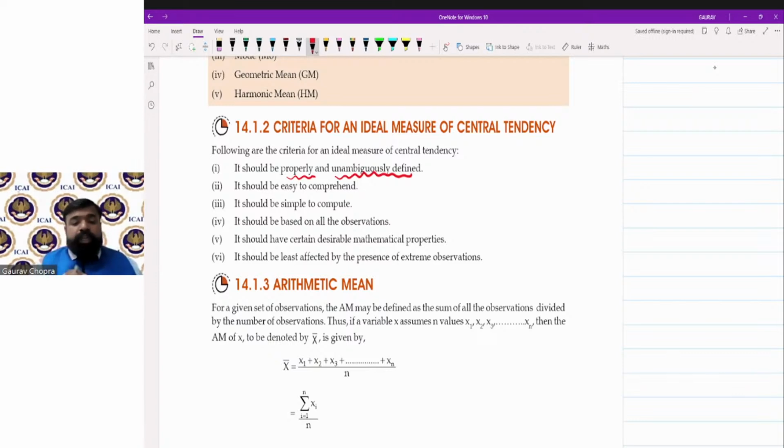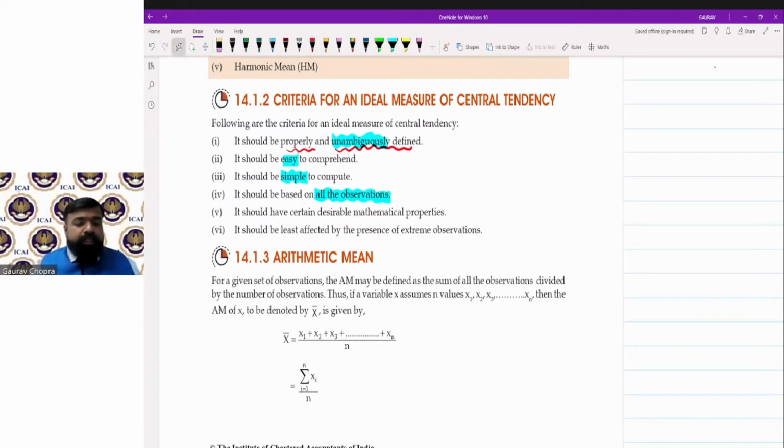That means the average should be proper and there should be no confusion. Unambiguous means it should not have any confusion. It should be easy to comprehend, easy to understand. Simple to compute. The formula should be easy. If the formula is difficult, then how will we calculate it? So it must be easy to calculate. It should be based on all the observations. We should include all the observations before the calculation is done. So it must include all the observations.